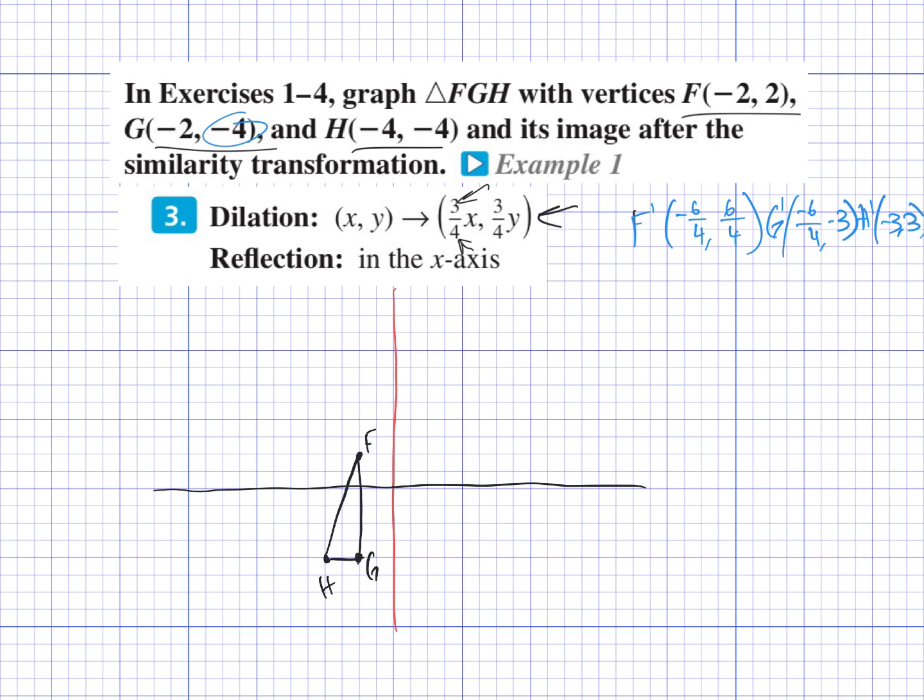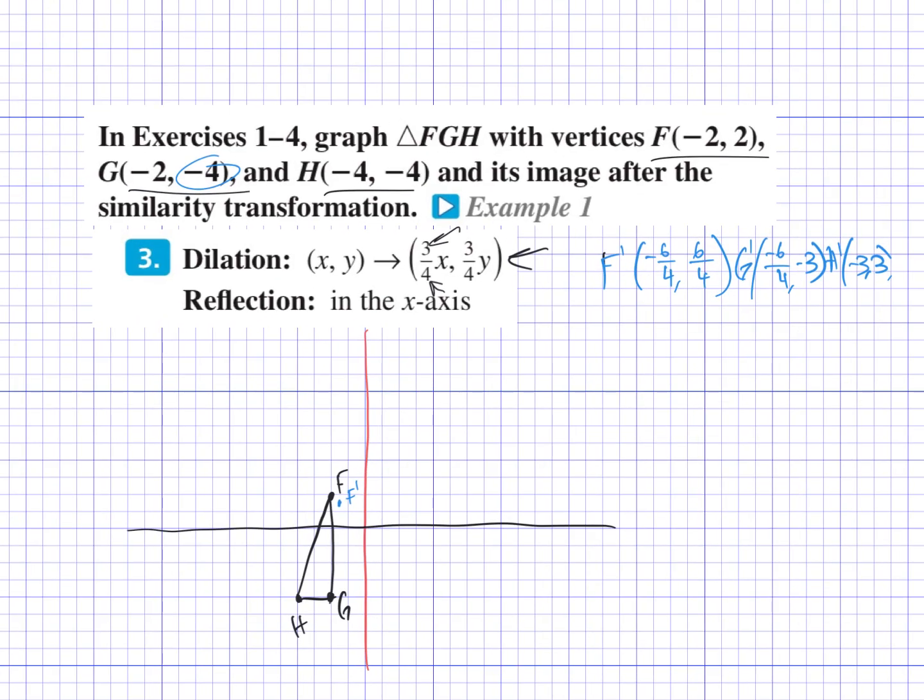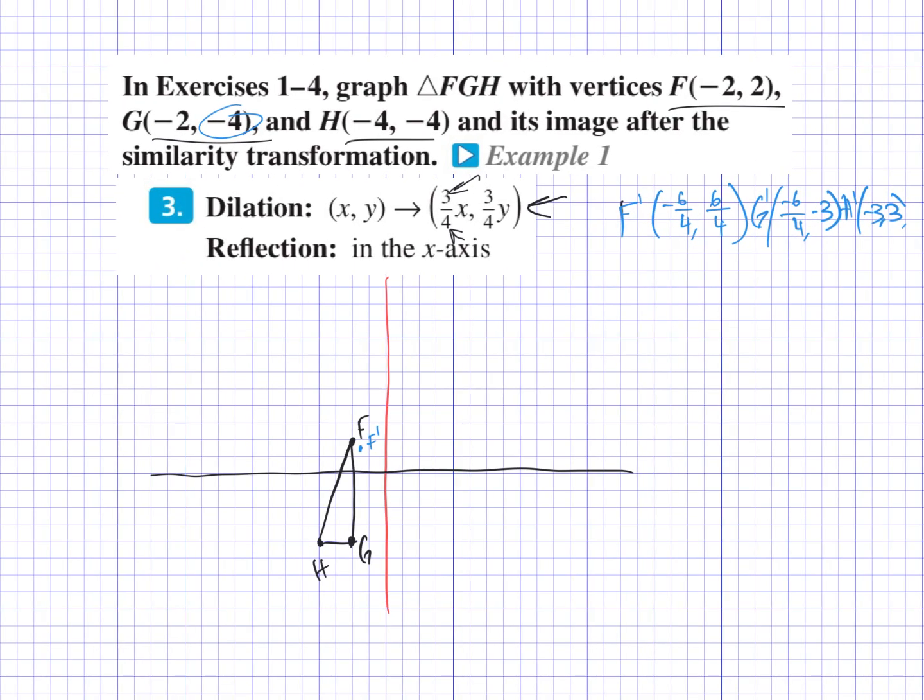So let's plot those. -6/4 is -1.5, and up 1.5. So there's F prime. G prime is at -1.5, -3. Just right there. And H prime is going to be at -3, -3. So it shrunk it.